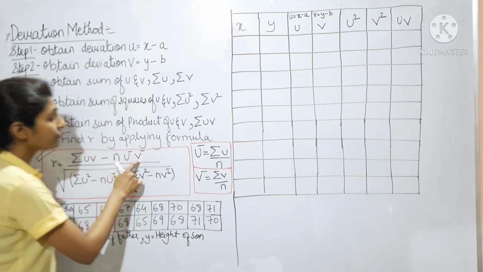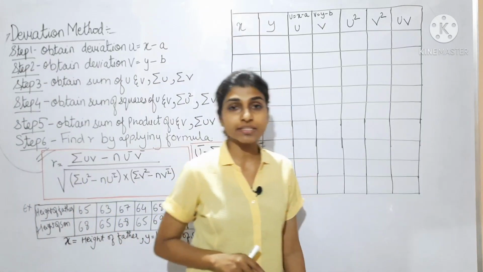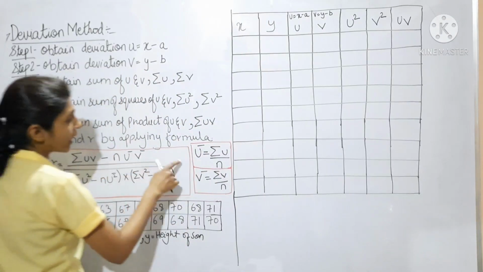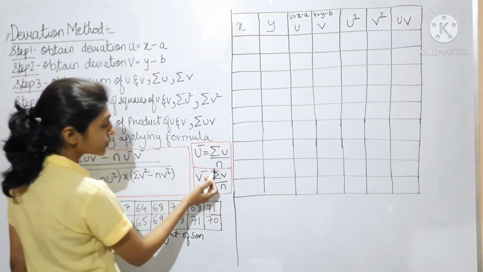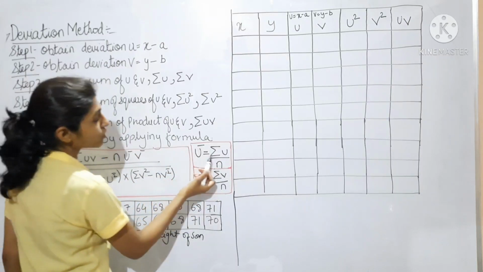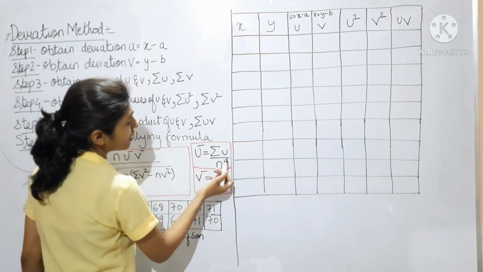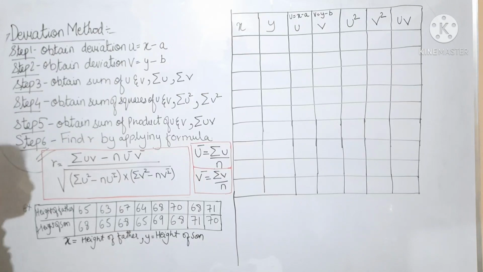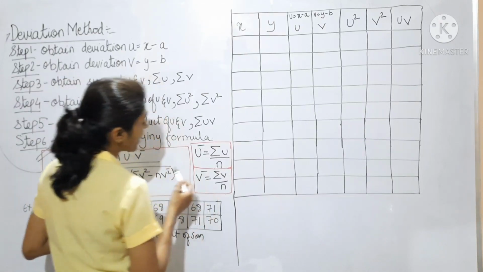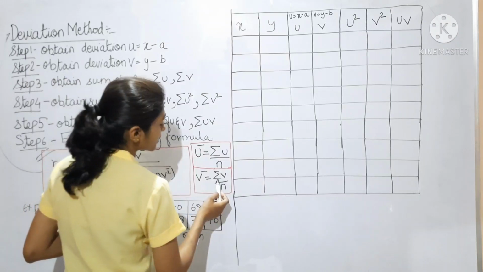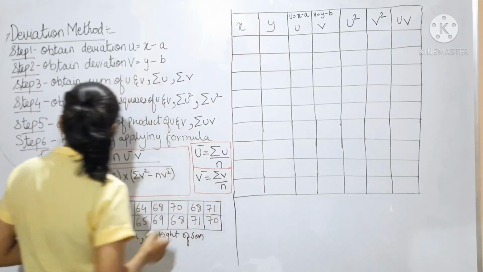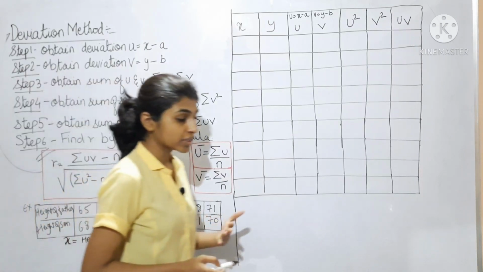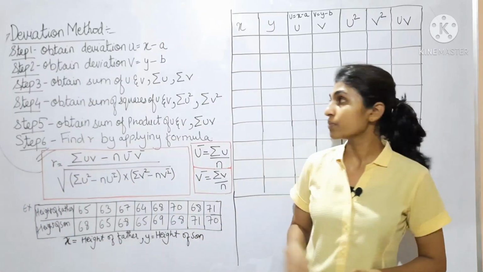Here u bar and v bar are nothing but the arithmetic means of u and v. To find u bar and v bar we use this formula: u bar equals summation of u divided by n, where n is the number of observations, and v bar equals summation of v divided by n. So these are the steps to find coefficient of correlation by deviation method.